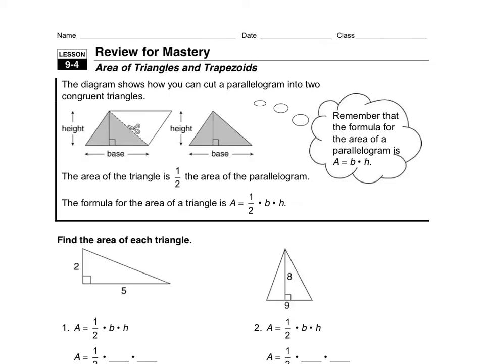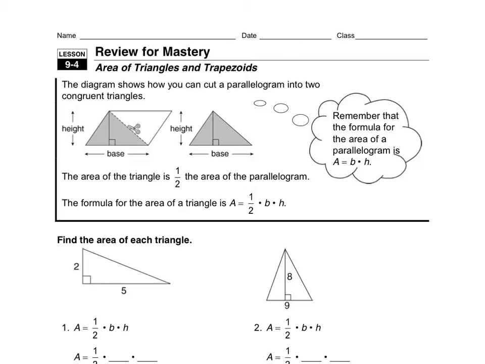Lesson 9-4 is on finding the area of triangles and trapezoids. Triangles and trapezoids, their formulas are pretty similar to each other, but you have to understand some of the vocabulary.